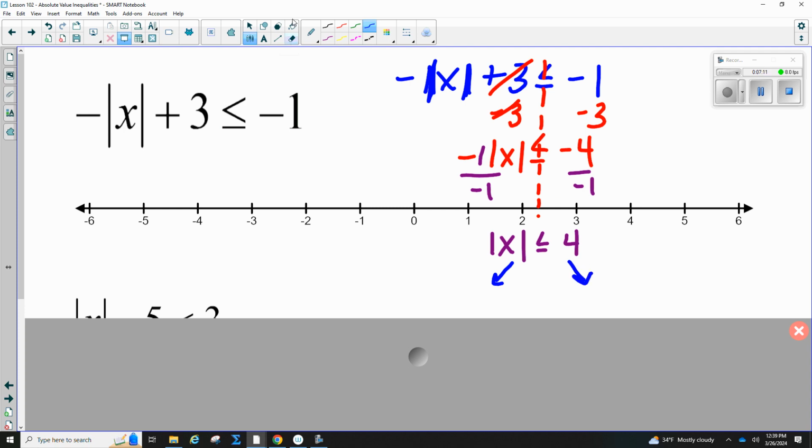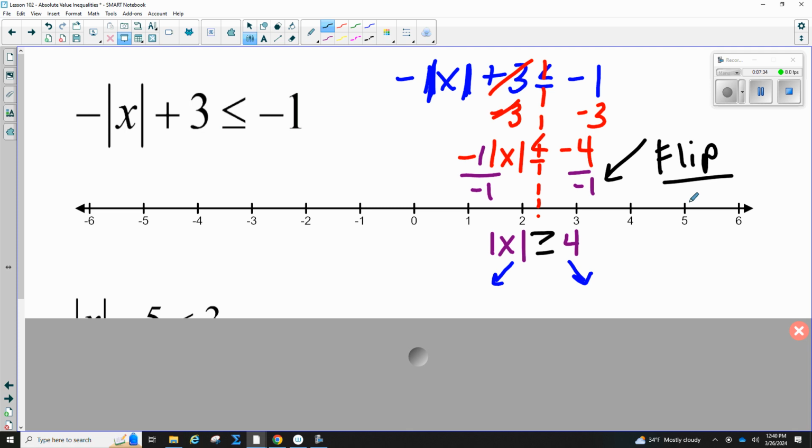I divided by a negative. What do I have to remember to do? Yes, flip the inequality because I divided by the negative. Great job. Now we want to branch it out. So actually, just to think through it, what symbol is this now that I flipped it? Greater than or equal to. So what kind of graph am I going to get? Or graph. But I want to see both sides of this.